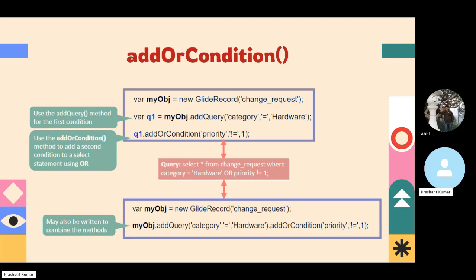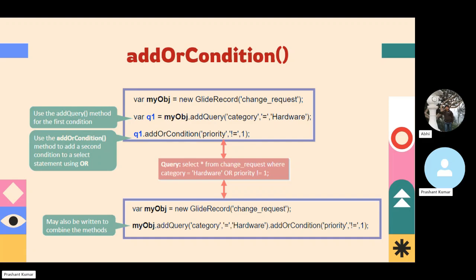We have add or condition here. So what if we have to make our condition work as an or condition? Previously we have seen that it will work as an and condition. But if we have to execute our add query as an or condition, we can create an object, we will do add query, and in that object itself we will do or condition.